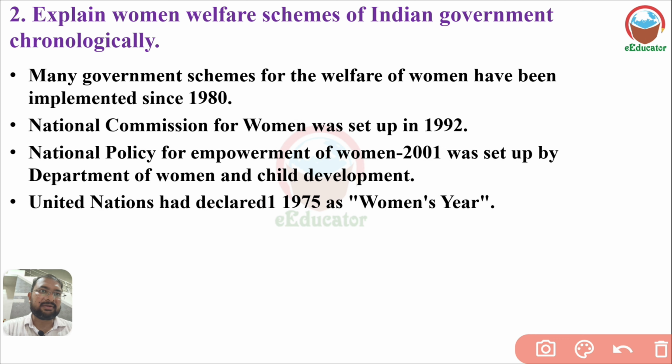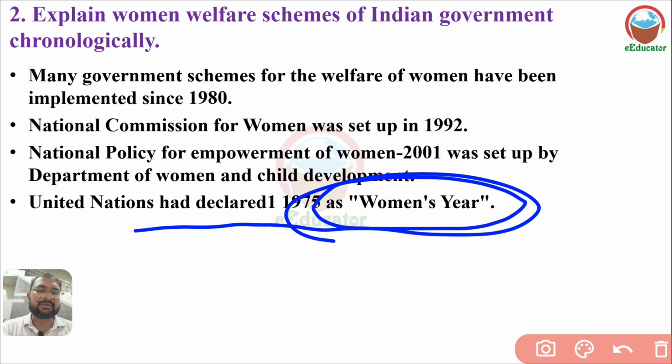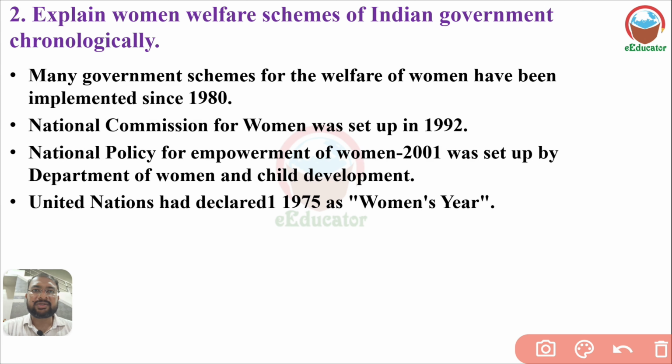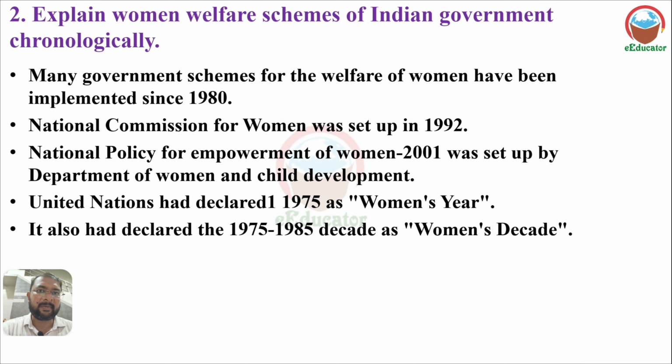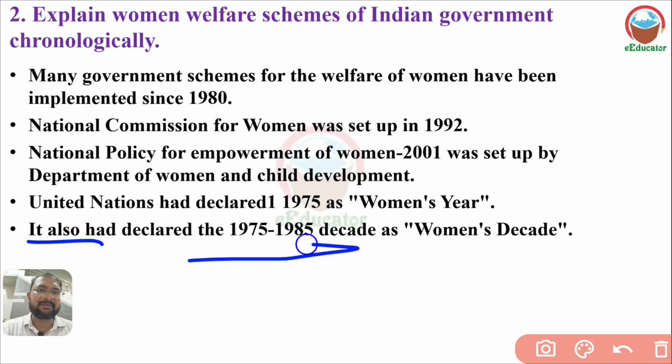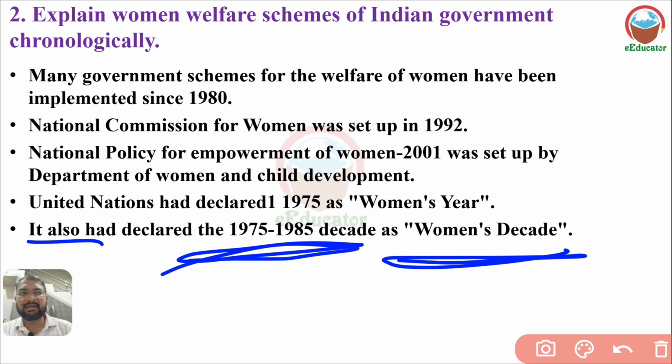So this 2001 one will come later, take it to the last. This 1975 one will come up above. Okay, so United Nations has declared, sorry, that was one too many. So United Nations has declared 1975 as Women's Year. What was declared there? What happened in 1975? United Nations has declared 1975 as Women's Year. Then it also declared 1975 to 1985 as Women's Decade. It was declared as Women's Decade.